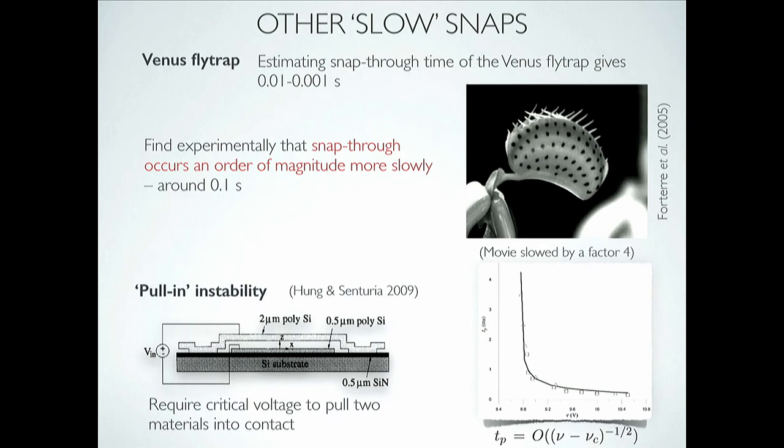But again, it's generic, so there's some work on what's called the pull-in instability in MEMS, and what they do is measure how long it takes to do this snap-through as a function of the control parameter. So if you're out here, far away from the transition, you see that it's very quick, which is just what you expect. But as you decrease the control parameter, which in the pull-in transition is the applied voltage, the time taken to transition goes up and up and up, and it gradually diverges as you get closer to the transition.